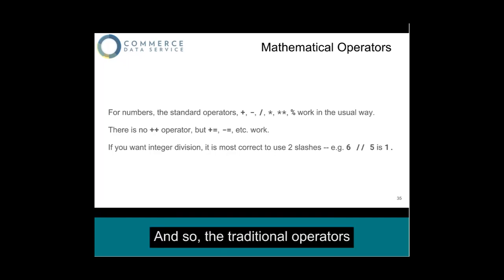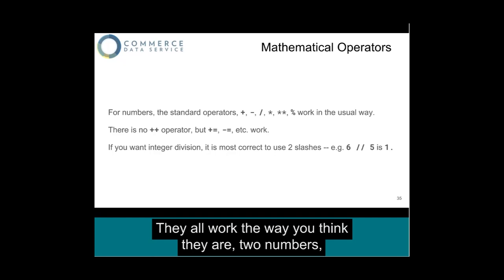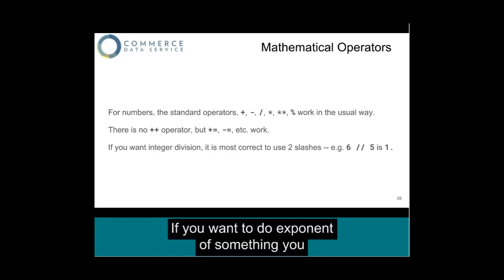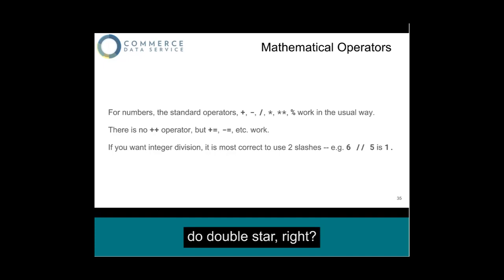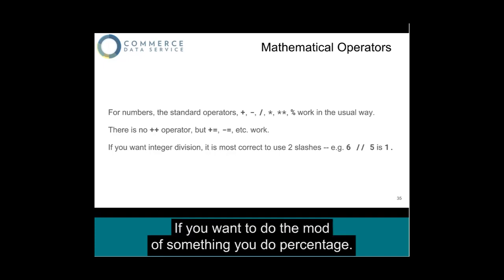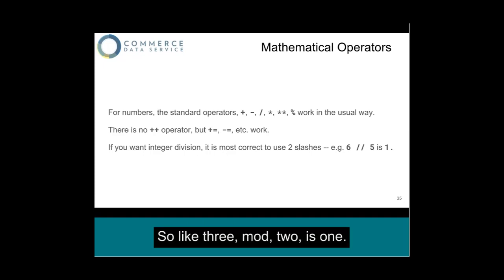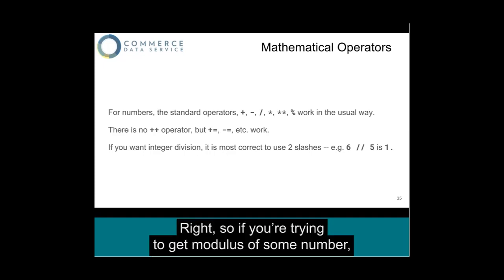The traditional operators work the way you think they do: plus, minus, divide, multiply, which is just a star. Two numbers, you add them, they add up. If you want to do an exponent of something, you do double star. If you want the mod of something, you use the percent sign. Like 3 mod 2 is 1. So if you're trying to get the modulus of some number, you can do that.